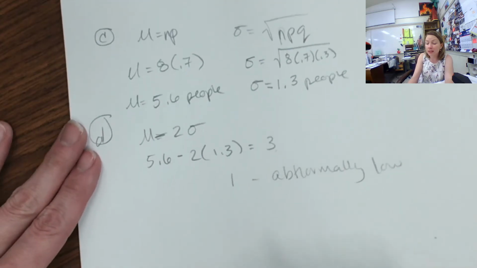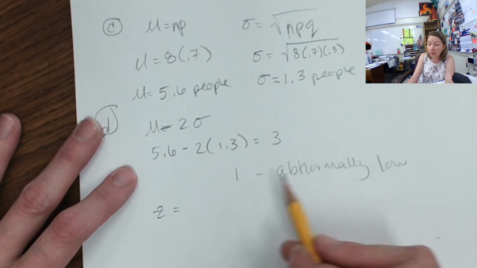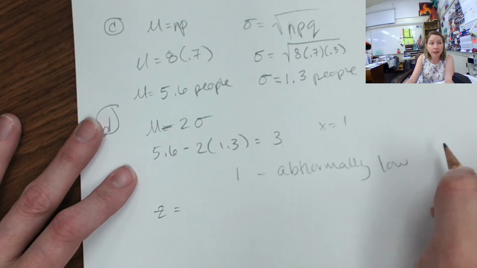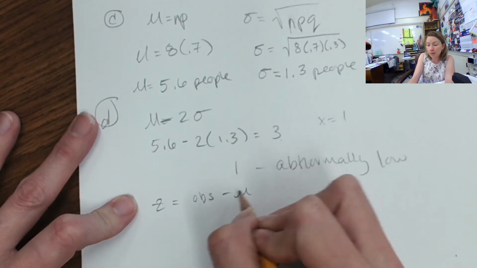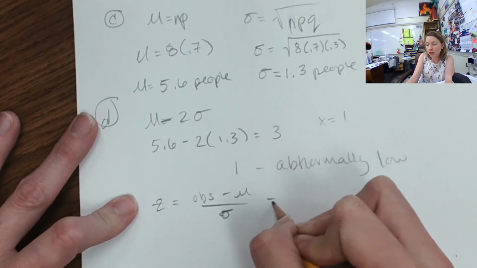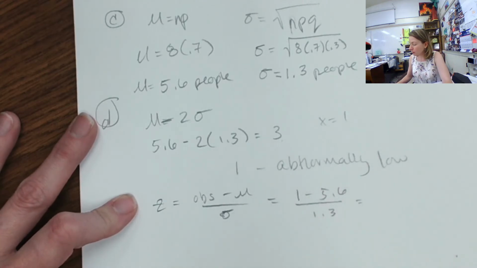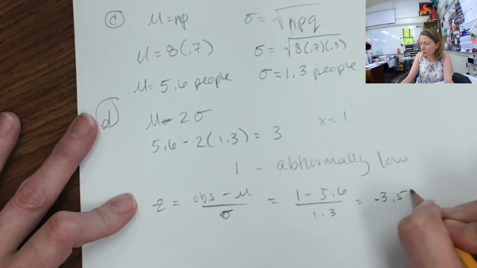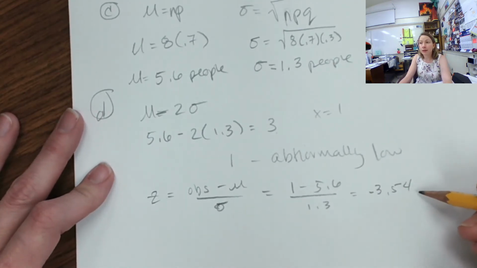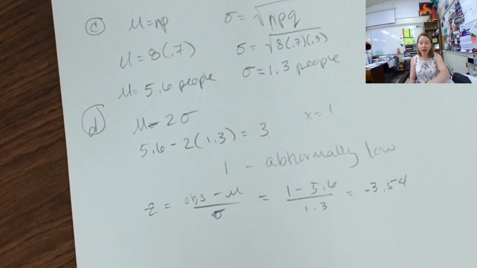If I wanted to do it using a z-score, which I could also do, I would take my value. Remember that in this case, my x is 1. That's what I'm concerned with. So remember, a z-score is your observation minus your mean divided by your standard deviation. So I've got 1 minus 5.6 divided by 1.3. And so I get a negative 3.54. That is definitely more than 2 standard deviations away. So it is abnormally low, whichever way we go about it.